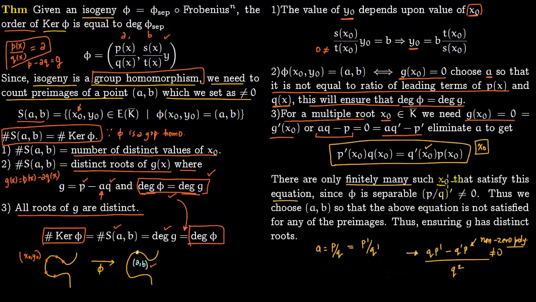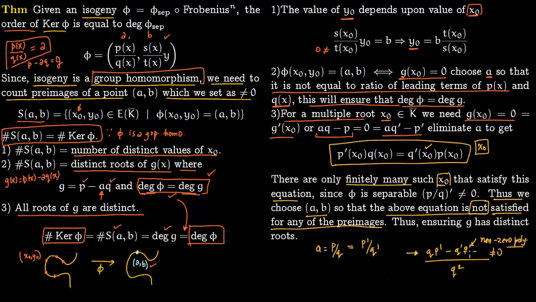So therefore there are only finitely many such x0 that satisfy this equation, because this phi is separable. So now you know that you have infinitely many choices for A, B on this curve. So you can avoid these finitely many A, B which can give you a problem. So you avoid choosing those A, B. So therefore you choose A, B so that the above equation is not satisfied, so that you do not get roots for any of the pre-images, because this is a non-zero polynomial.